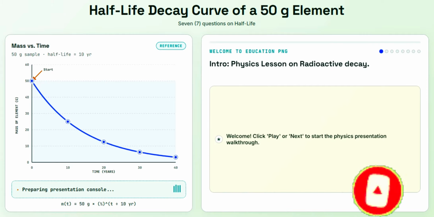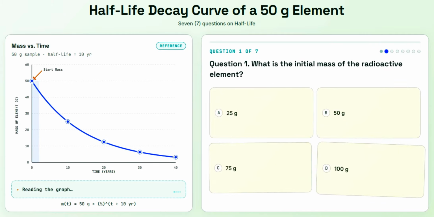Let us solve these 7 questions. Question 1. What is the initial mass of the radioactive element? Let's check the vertical axis at time 0. The curve starts exactly at 50 grams, before any decay occurs. This matches option B.